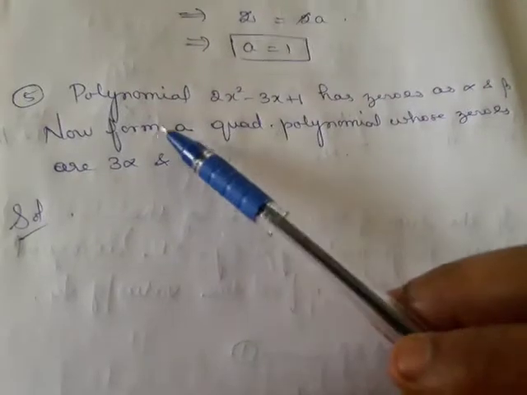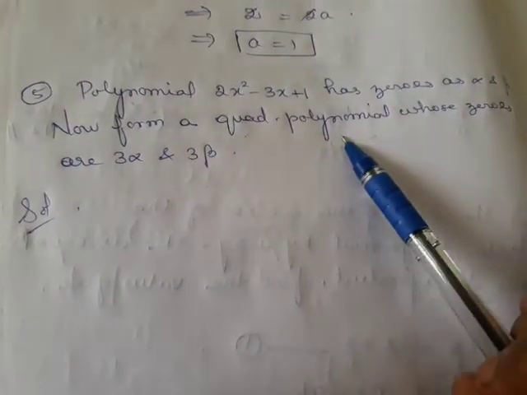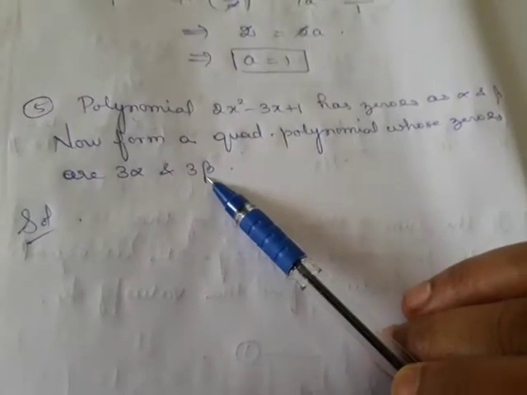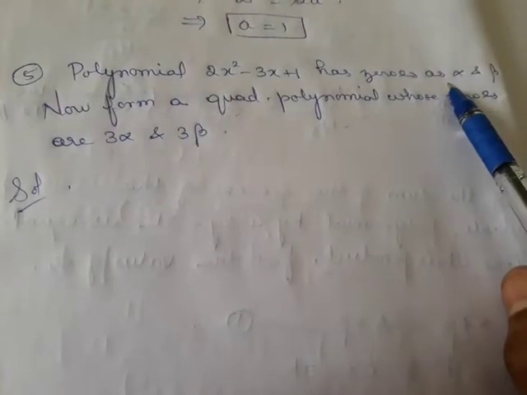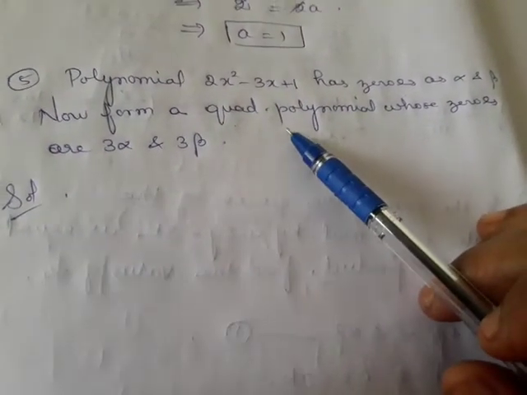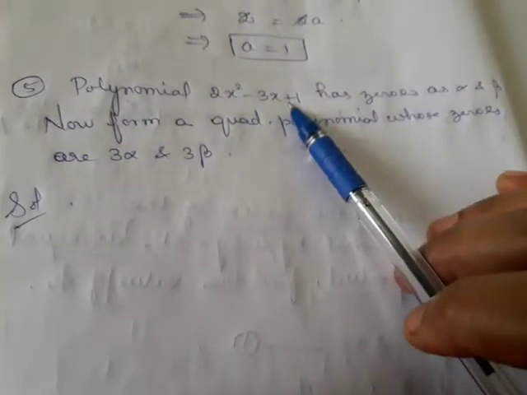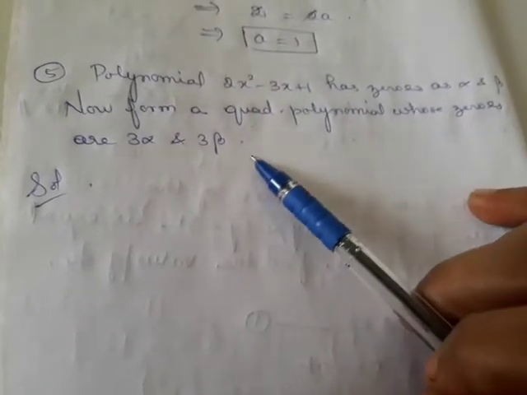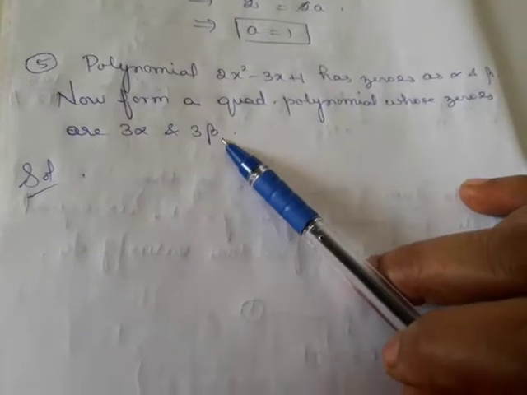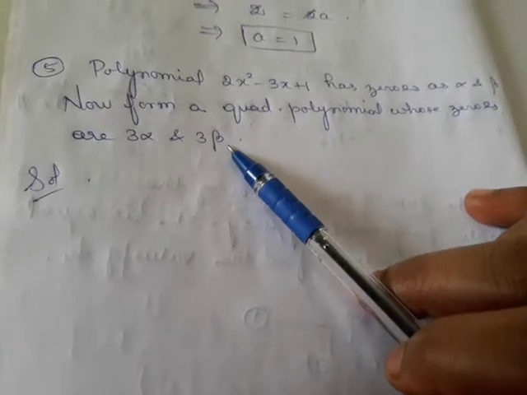Now look at the next question. Polynomial 2x square minus 3x plus 1 has zeros as alpha and beta. Now form a quadratic polynomial whose zeros are 3 alpha and 3 beta. So they have given you a polynomial whose zeros are alpha and beta. They asked you to frame a polynomial whose zeros are 3 alpha and 3 beta. So as usual, first list out what is a, b, c and find alpha plus beta and alpha beta, right? Then you know how to form a quadratic polynomial if you know the zeros. How will you form it? x square minus sum of the roots into x plus product of the roots.